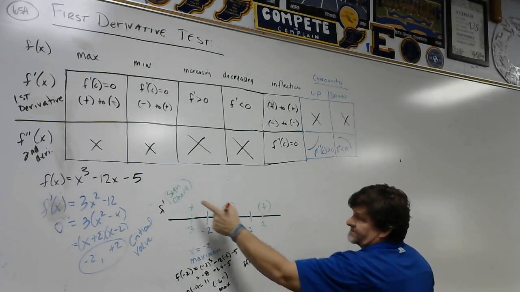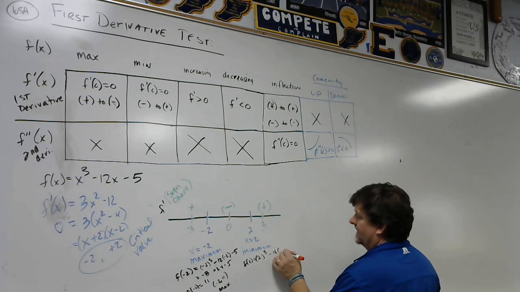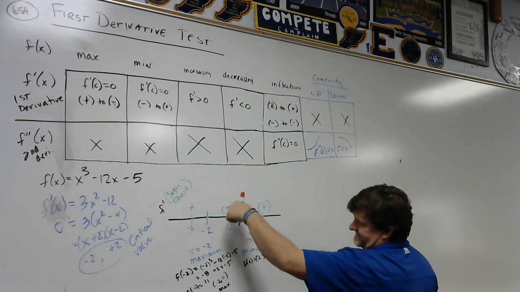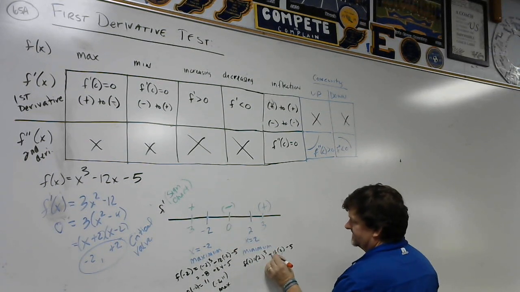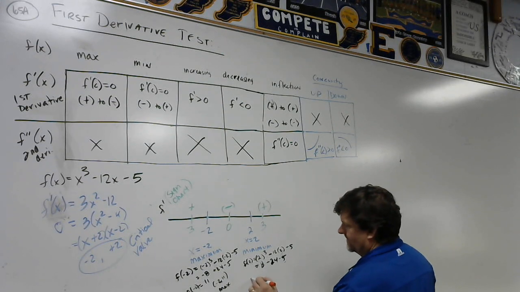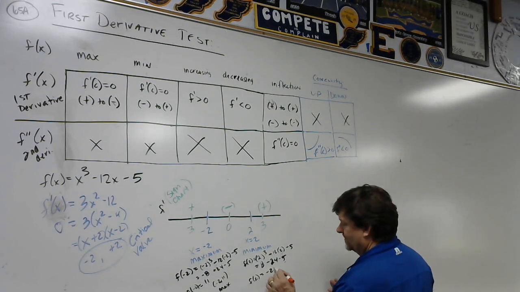Remember, we're going back into the original one up here. Minus 12 times 2, and minus 5. Remember, this should be a negative number because it's down here. That's what it's saying, it's negative. So I'm going to go like this, and it looks like this is 8 minus 24 minus 5. So at f of 2, I get -29, so -21. So my point is 2 and -21, and that's a minimum.